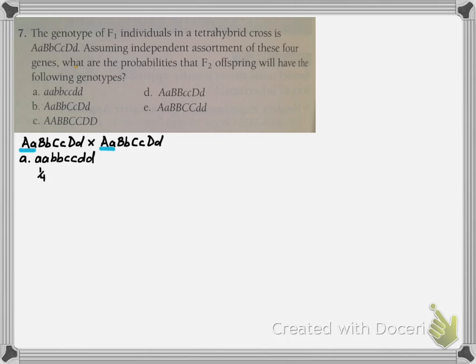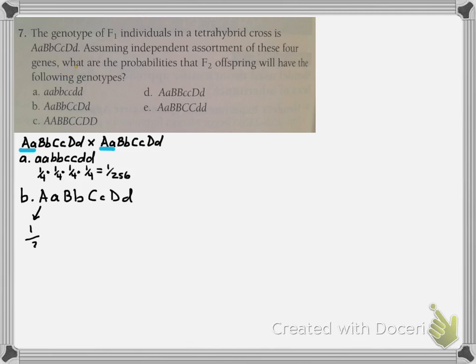And it's going to be the same for each of the others. So for B, C, and D, we're going to see the same thing. And then all we have to do is multiply them together, and when we do that, we get 1 in 256. So we have a 1 in 256 chance of having an offspring with this genotype from the tetrahybrid parents. Okay, so B.